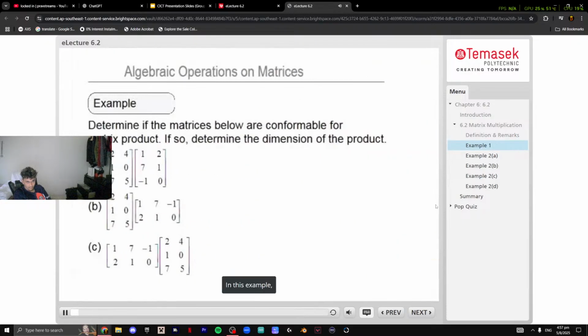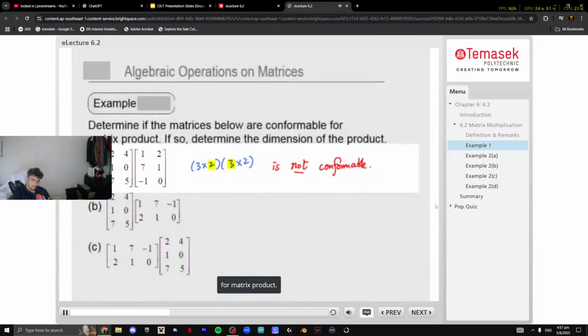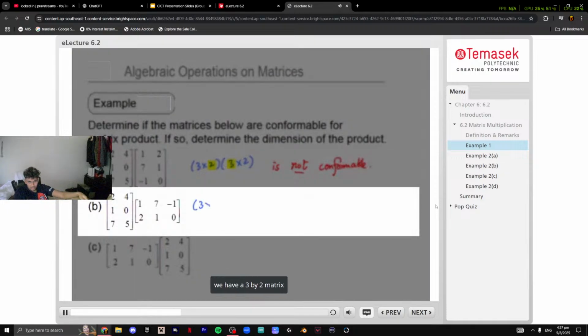In this example, we want to determine if the matrices are conformable for matrix product. We do this by checking the dimensions. In part A, we have a 3 by 2 matrix multiplying a 3 by 2 matrix. These two numbers are not equal, so this is not conformable for matrix product. Part B, we have a 3 by 2 matrix multiplying a 2 by 3 matrix. In this case, these two numbers are equal, so it is conformable for matrix product. And the final dimension is 3 by 3.